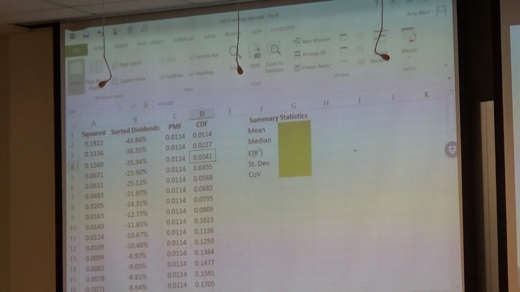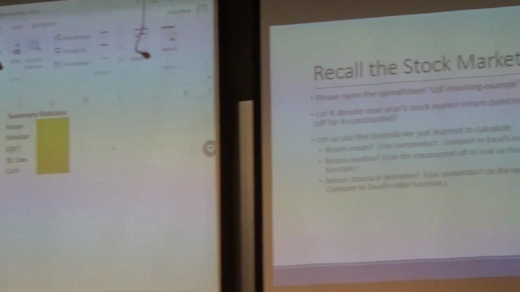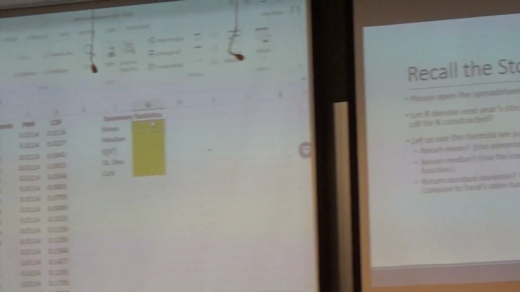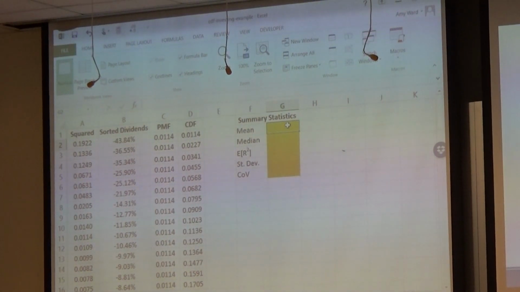So now what I want to do is use the formula we just learned to calculate these summary statistics, like mean, median and standard deviation, from my distribution function and my probability mass function rather than calculating them from the data like we did before, just to make sure we see the equivalence. So let's do the mean. If I give you the probability mass function, how do I calculate a mean?